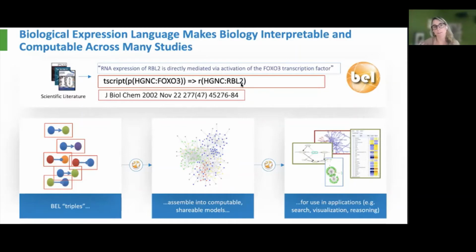So it's computable, and it's also human readable, which is really important as well. So what this says here is the T-script, the transcriptional activity of the protein FOXO3, the namespace is HGNC, activates the RNA expression of RBL2. And this is a BEL triple. These triples are then assembled into computable shareable models for use in different types of applications.